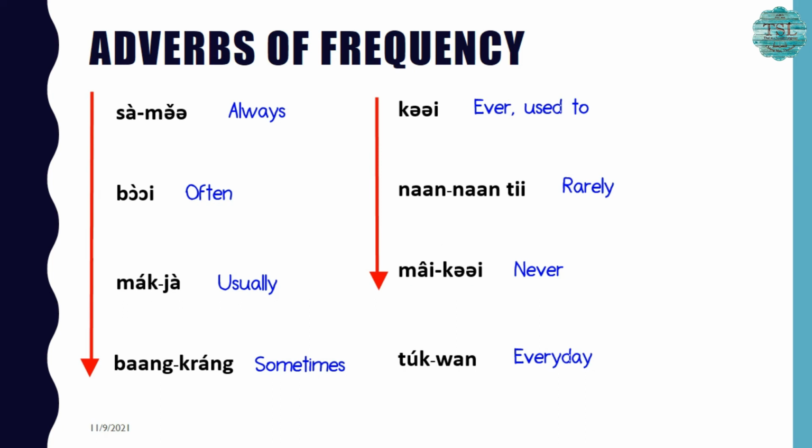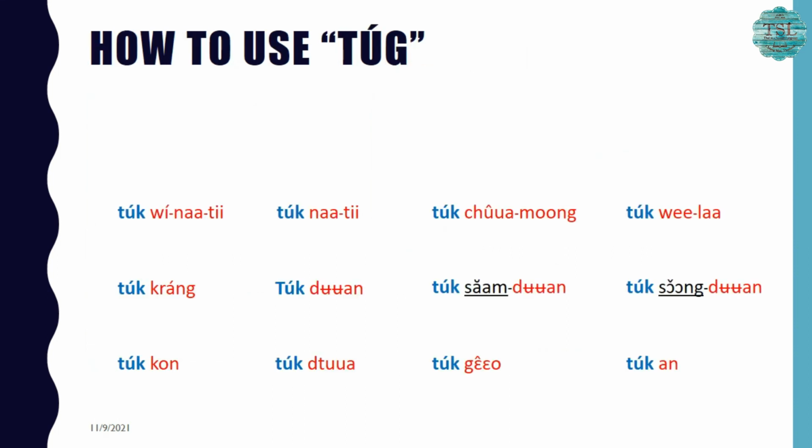Normally, adverbs of frequency are added at the end of the sentence, except two words which are เคย and ไม่เคย, which are normally added after nouns. For example, ฉันเคยไป, I used to go. Or ฉันไม่เคยไป, I have never been.